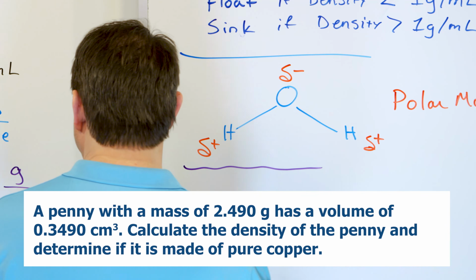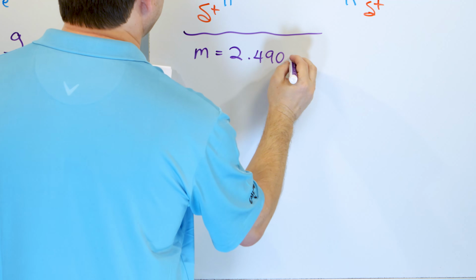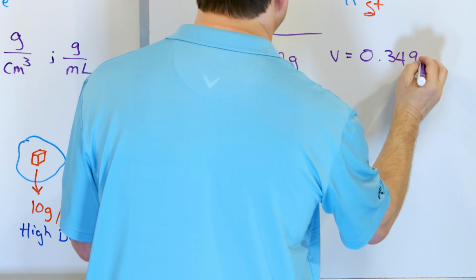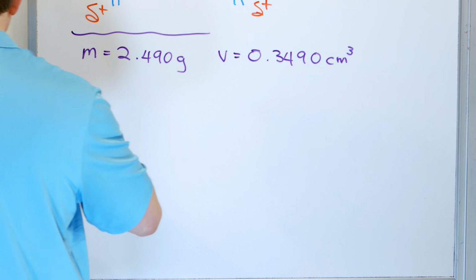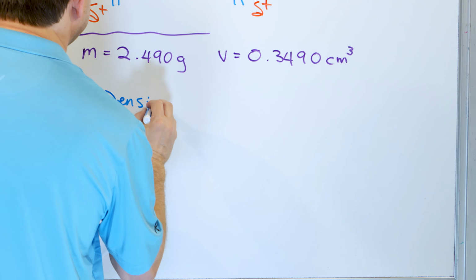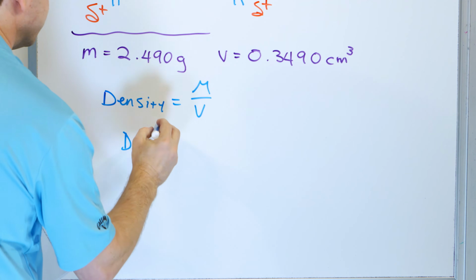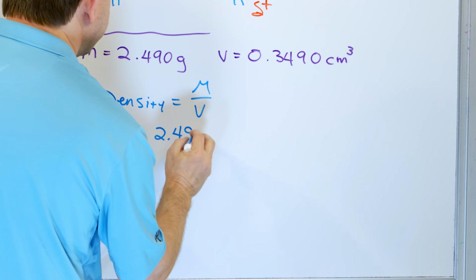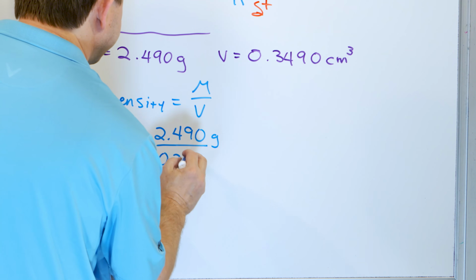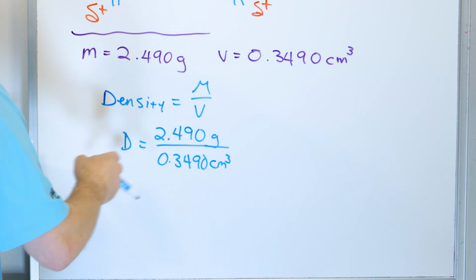Well, the problem says that the mass of this sample is 2.490 grams, and the volume is 0.3490 cubic centimeters. So how do we find the density? The density is always the same equation. The density is equal to the mass over the volume. So the density is equal to the mass, 2.490, given in grams here, and the volume is given as 0.3490, in cubic centimeters. So you can see that the unit we get is going to be grams per cubic centimeter.